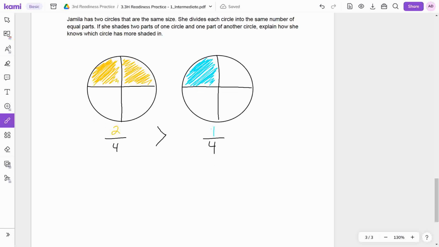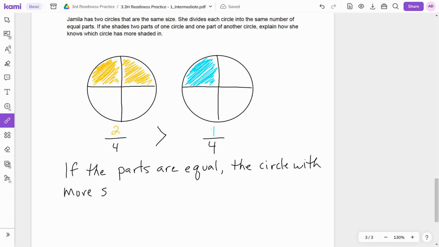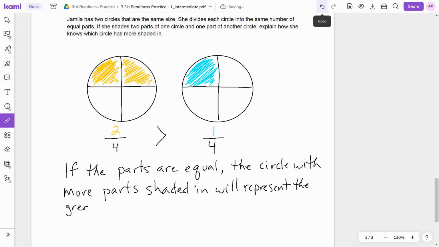So I've got my picture, but let's put words in here. So I can say if the parts are equal, so in this case, you have to have equal parts. So I had fourths. Both circles were broken up into the exact same size, 4 equal parts. If the parts are equal, then the circle with more parts shaded in will represent the greater fraction. Because what we're doing is, if the denominators are the same, we are looking at and comparing what our numerators are, and 2 is greater than 1. So that's one way to explain it.